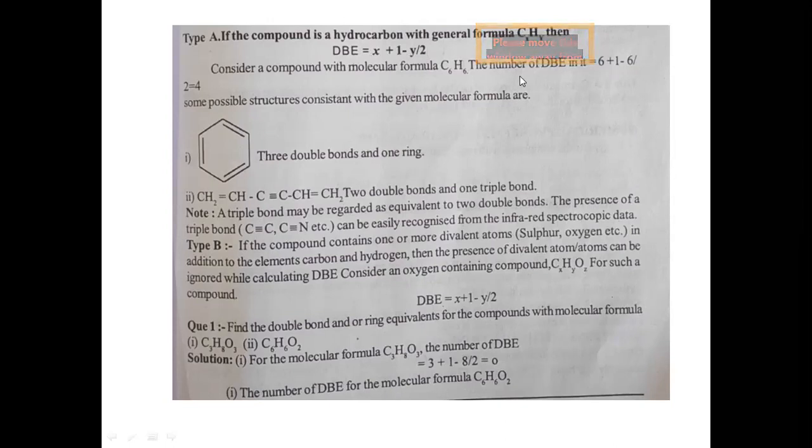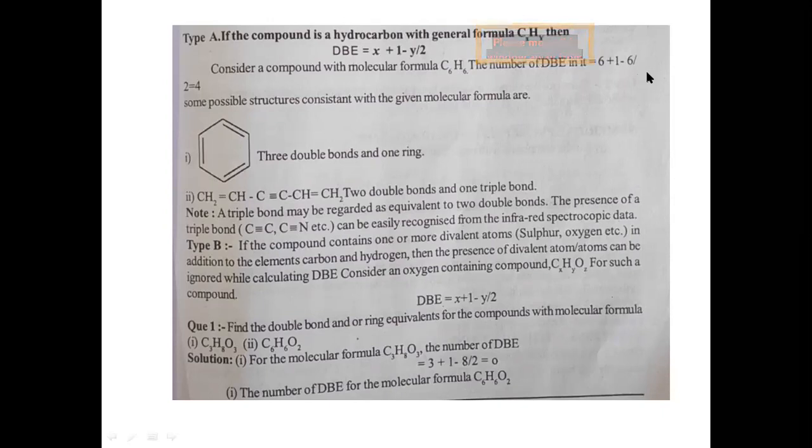Consider the compound with molecular formula C6H6. Then 6 plus 1 is equal to 7, minus 6 upon 2, which is 3, gives 4. So 4 unsaturations are there in C6H6.